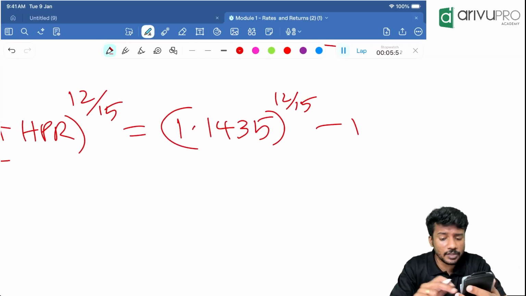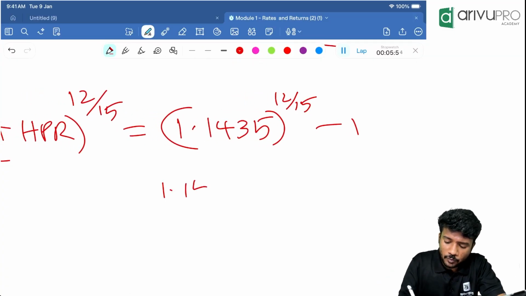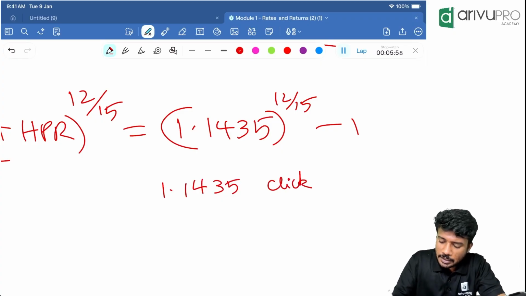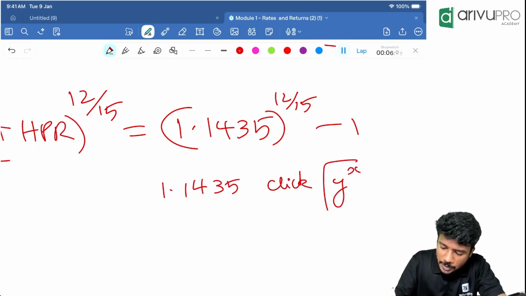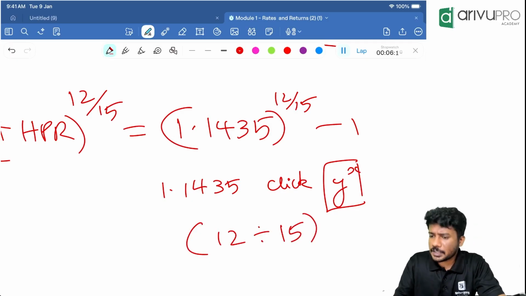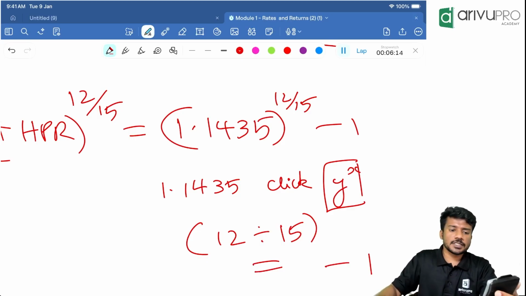Clear everything and type 1.1435 on your calculator. Then click the y raised to x button. Once you click it, put the bracket 12 divided by 15. Then close the bracket. Then click equal to, minus 1. How much are you getting for that?